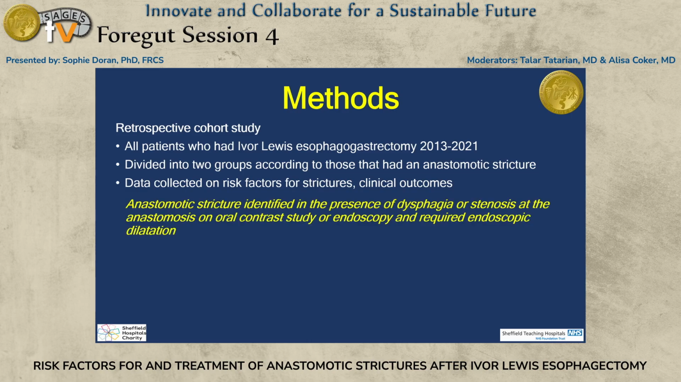In our cohort, we defined an anastomotic stricture as one that's identified in the presence of dysphagia or stenosis at the anastomosis, either on an oral contrast study or at the time of endoscopy, and required endoscopic dilatation. We did this with through-the-scope balloons. We dilated patients until they had clinical resolution of symptoms.